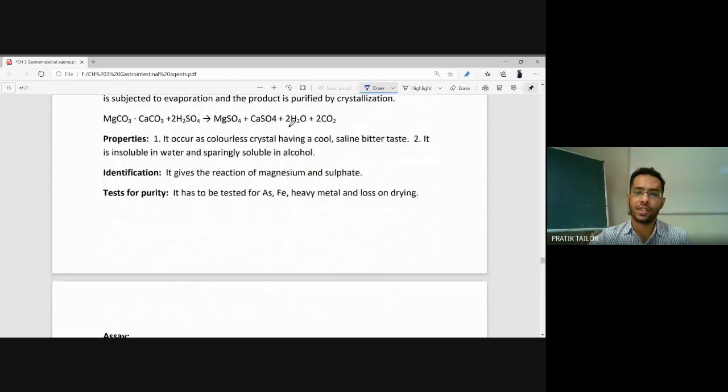Properties: it is crystalline, saline, with a bitter taste. It is soluble in water. It will give the characteristic reactions of magnesium and sulfate. Fine.